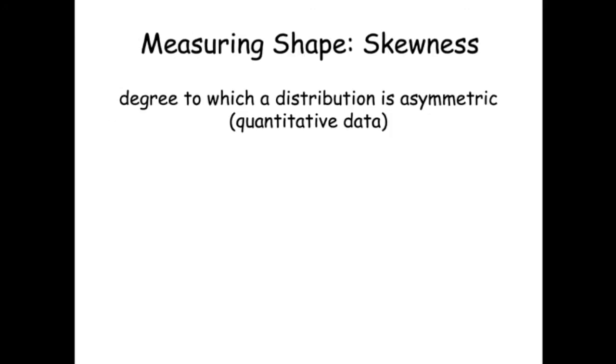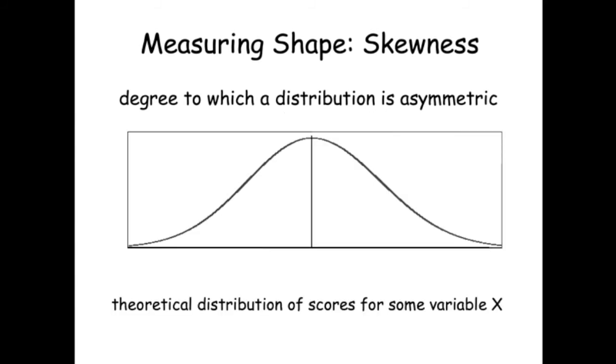There are several descriptive measures of shape for a distribution of scores, but the one we will focus on is skewness, the degree to which a distribution varies from symmetry. Skewness is easier to picture than it is to describe numerically. This is a theoretical distribution of scores for some quantitative variable. The x-axis represents values for the variable, and the y-axis represents frequency or percentage.